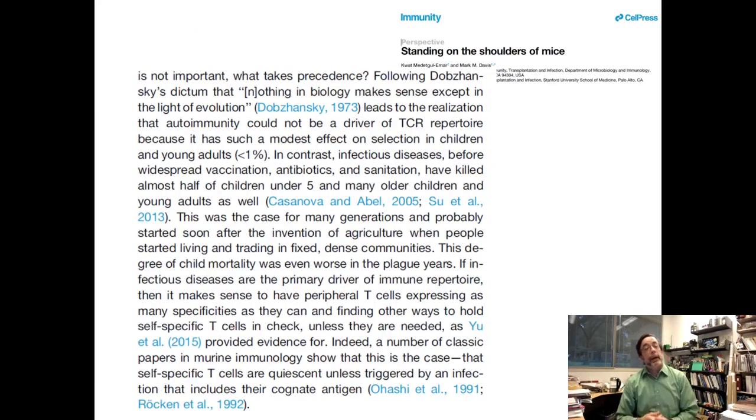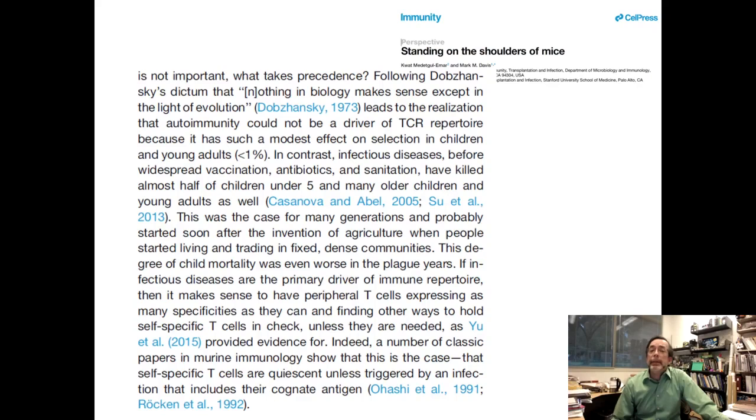But there's another way, so like Mark Davis is working on how do these peripheral tolerance mechanisms work? And in the Standing on the Shoulders of Mice, he asked the question, why do we have these? Now we start with evolution. There's a famous quote, nothing in biology makes sense except in the light of evolution. Evolution can help us understand why we have some problems that we have.